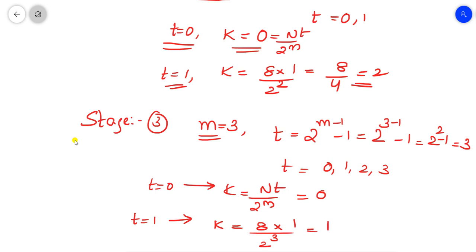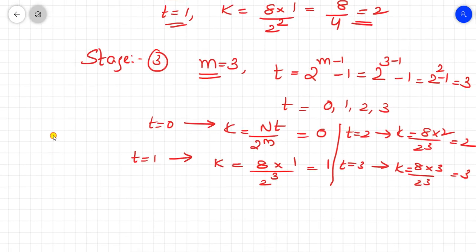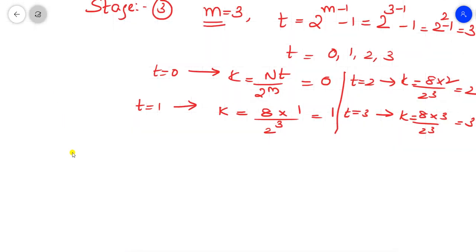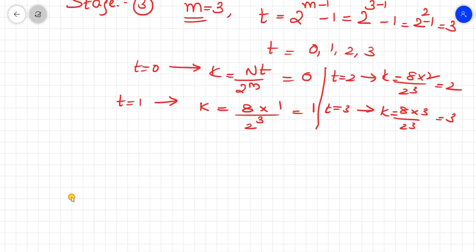Okay, similarly when t is equal to 2, the k value is equal to 8 into 2 by 2 cube, that is equal to 2. When t is equal to 3, the k value is equal to 8 into 3 by 2 cube, that is equal to 3 only. So these are the stage 3. In total we have 3 stages. So for each and every stage we determine twiddle factors, k factors.